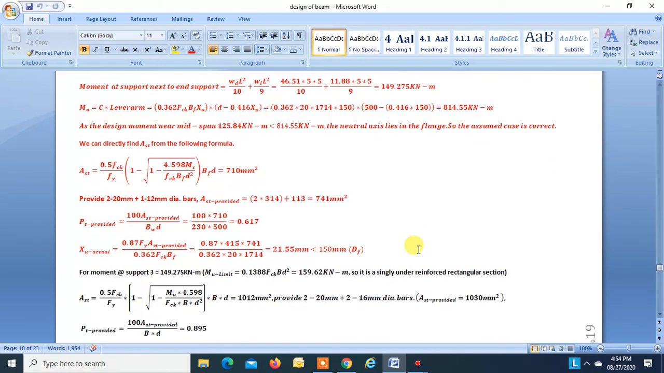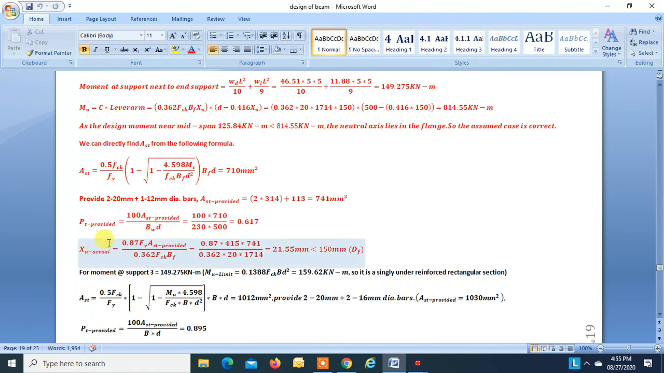As the section is a singly under-reinforced rectangular section, we will use this formula. But instead of B, you will have to replace it by BF. Also, D is to be replaced as BF. So the AST required is 710 mm². So we will provide 2-20 plus 1-12 mm diameter bars. So AST provided is 741, greater than this.